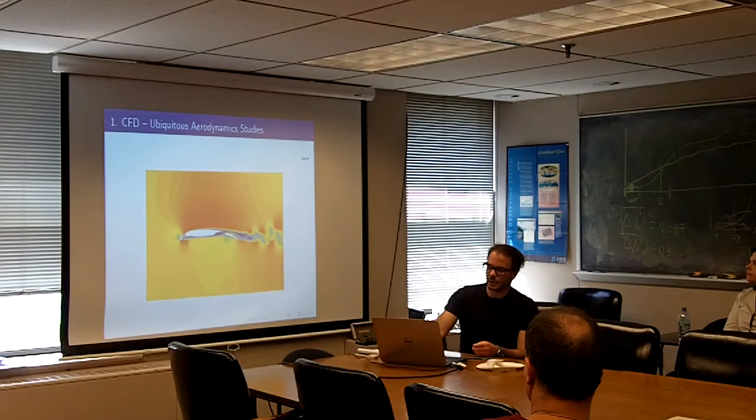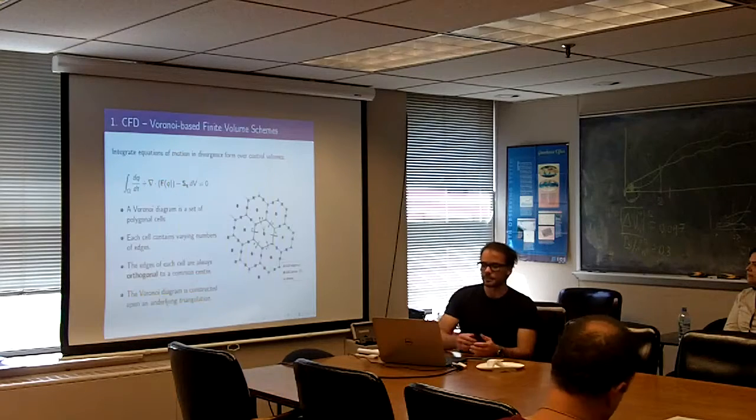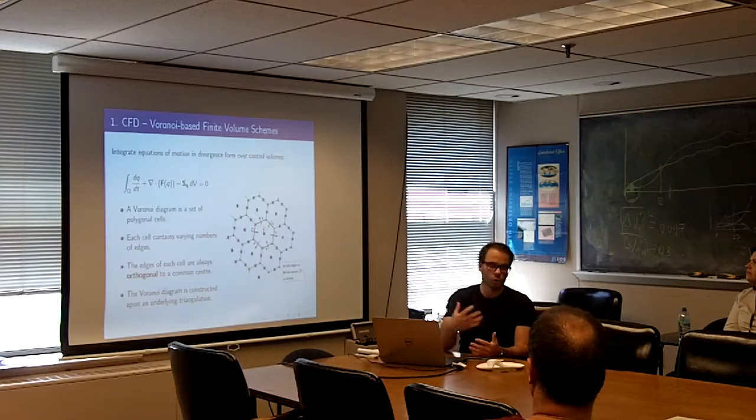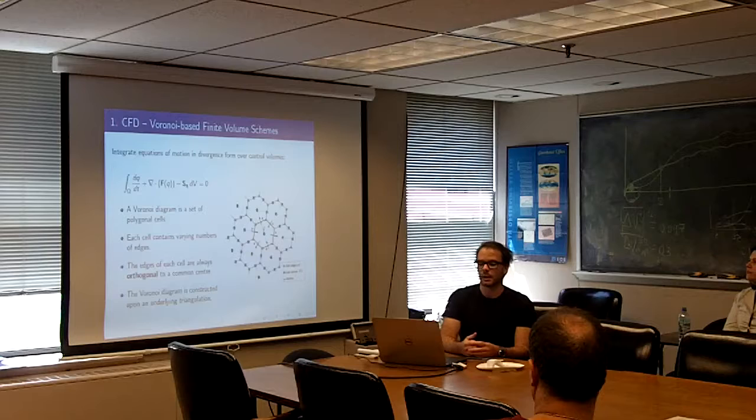Okay, now one approach to solving these types of problems is to move away from structured meshes. So rather than having meshes made up out of uniform quadrilaterals, we go to some sort of triangle-based data structure. So there are lots of different flavors of unstructured meshing techniques, but the one that I've had something to do with in the past, and the one that I'd argue has a lot of mathematical elegance about it, is something called a Voronoi-based scheme.